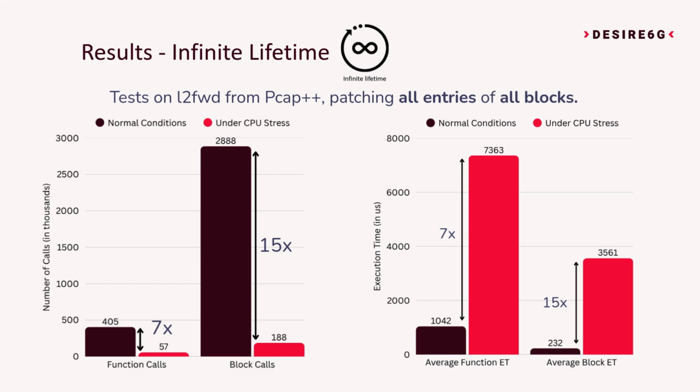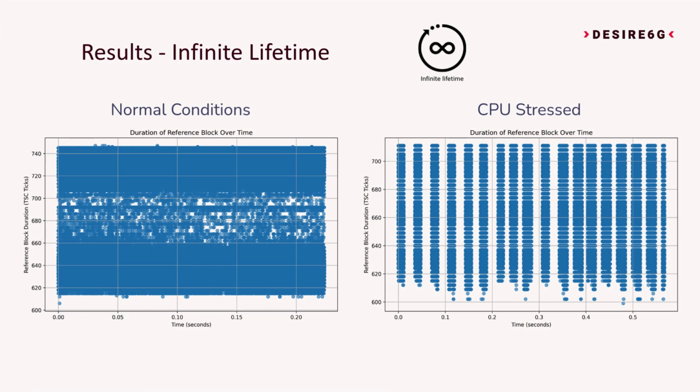Although patching every block introduces an unacceptable performance penalty for production use, this experiment clearly demonstrates that both metrics, call frequency and execution time, can be used together to detect CPU stress and performance degradation in real time. An important phenomenon we observed is process switching, which occurs when the operating system's scheduler switches between processes. These context switches temporarily pause the monitored program and can have a significant impact on our performance metrics.